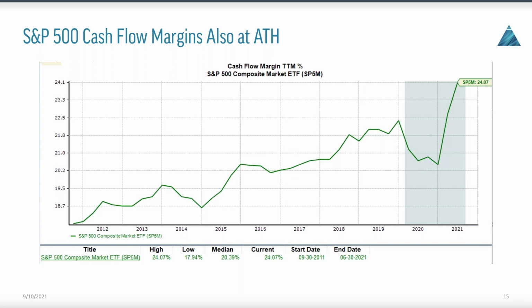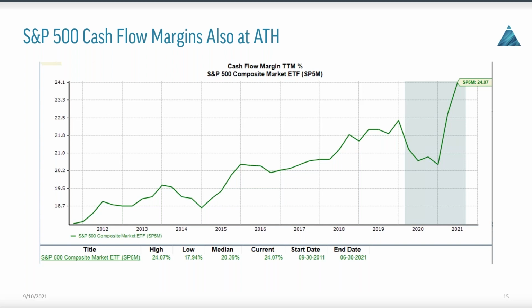And then cash flow margins are also at all-time highs. We want to make sure this happens as well. Because remember, net margins are great, right, from a profit point of view. But we also want to see confirmation coming from cash flow, because cash flow is what really matters. We want to make sure that companies are not generating much of that profit due to accounting gimmickry or relying too much on accrual accounting.